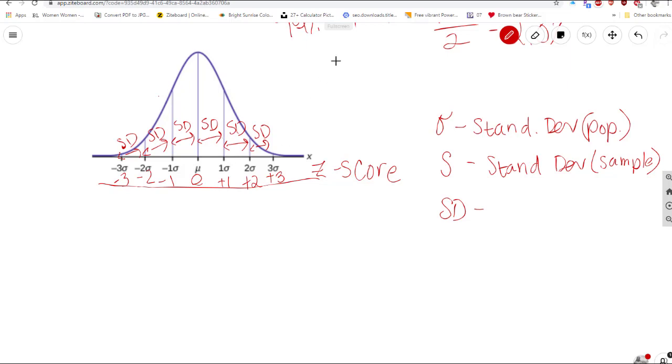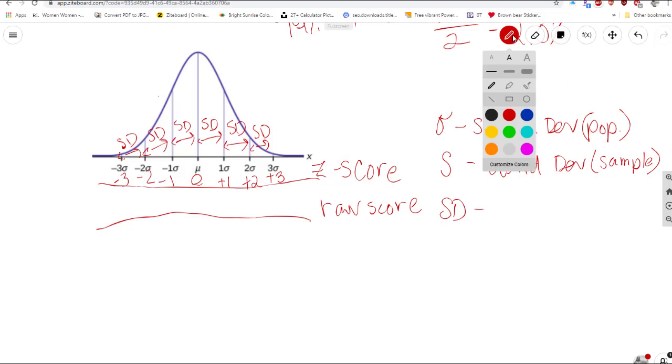Now, if we were going to talk about corresponding raw scores, here is a raw score equivalent. Then you'd have to know exactly what the mean and the standard deviation are for that particular situation. So I'm going to work with one that I often work with, which is the IQ test information.